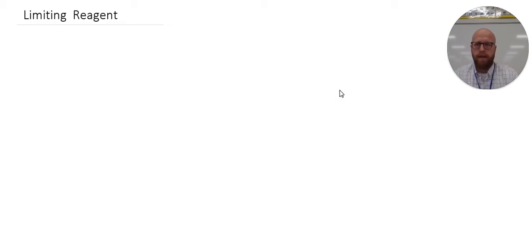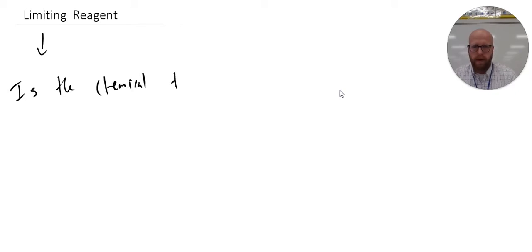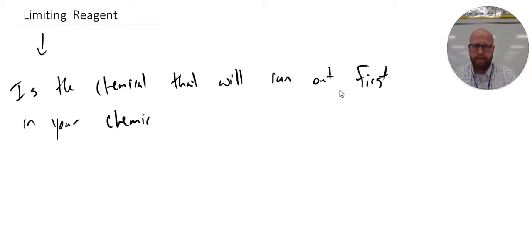Okay, today we're going to look at the idea of limiting reagent, or sometimes it's also called limiting reactant. It's the chemical that will run out first in your chemical reaction. Okay, or the reactant or reagent that will run out first in your chemical reaction. And we're familiar with this idea.